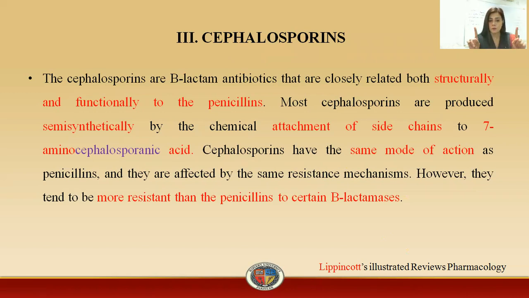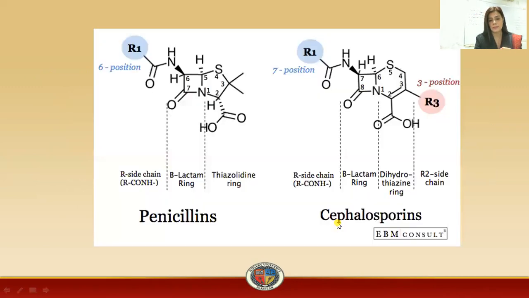Cephalosporins have the same mode of action as that of the penicillins. Penicillins are bacterial cell wall synthesis inhibitors. Similarly, cephalosporins are also bacterial cell wall synthesis inhibitors. However, these cephalosporins are more resistant than the penicillins to the beta-lactamases. Now, this is the structure of penicillin, and here is the structure of cephalosporin.